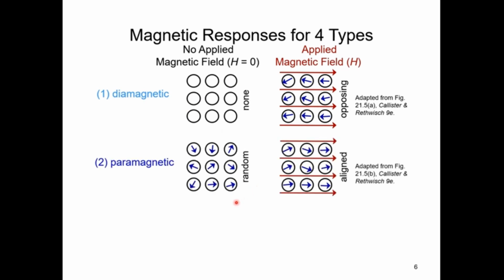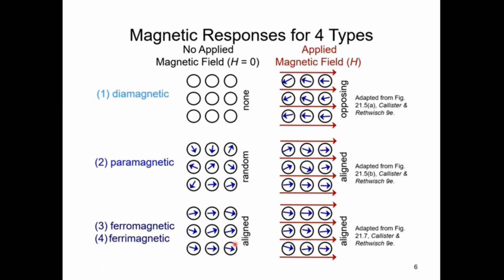While for paramagnetic material, originally, without the applied magnetic field, H equal to 0, the atomic dipoles are in random positions. Once we apply the magnetic field, the H value, all the atomic dipoles will align with the magnetic field. This is our direction of magnetic field, and the atomic dipole is positioned in the same direction as the applied magnetic field.